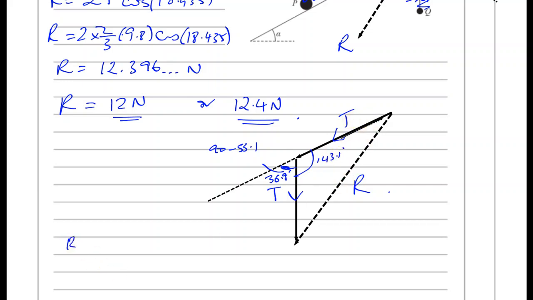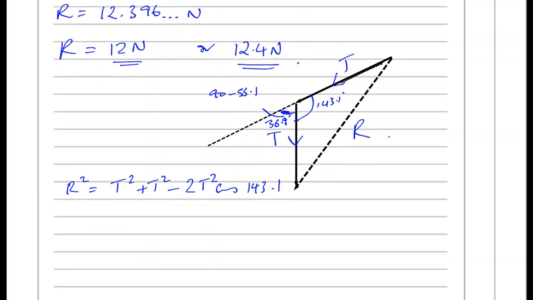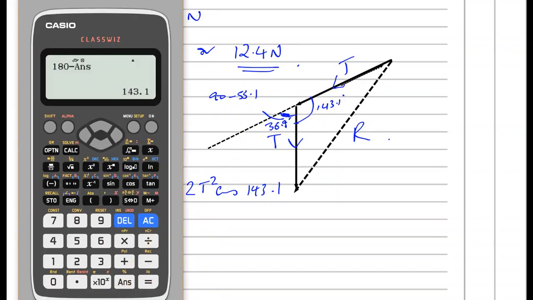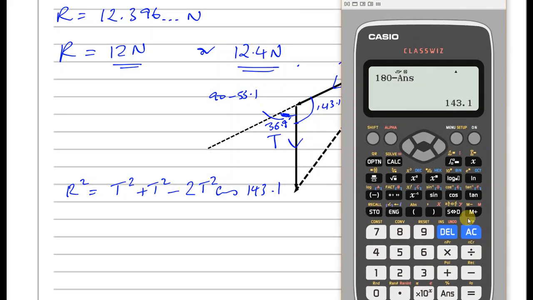We can say R squared equals T squared plus T squared, and we know what T is, it's 2/3 G, minus 2 times T times T, so it's 2T squared times the cosine of 143.1. So let's see if that actually works. We're going to have T squared plus T squared, and remember T is 2 over 3 times 9.8, which is 98 over 15. I will store this as A, and then I'll use that.